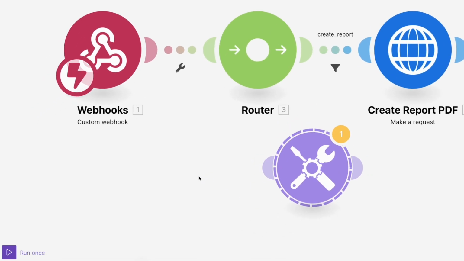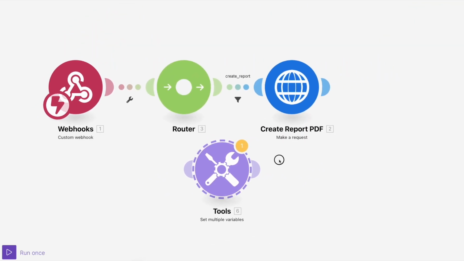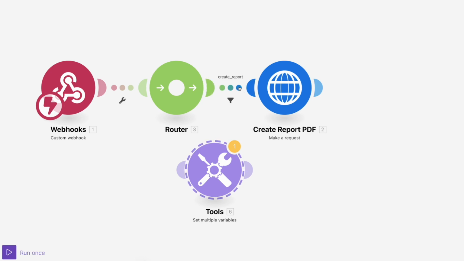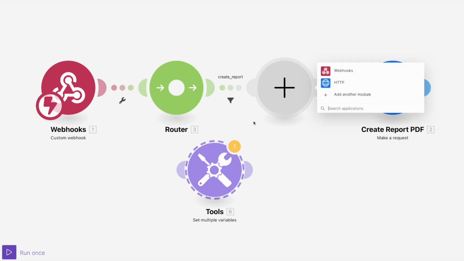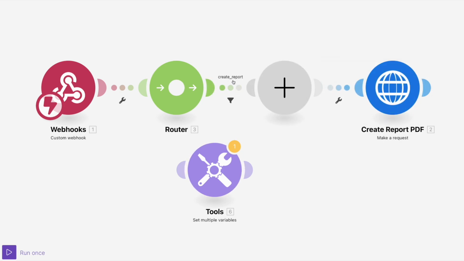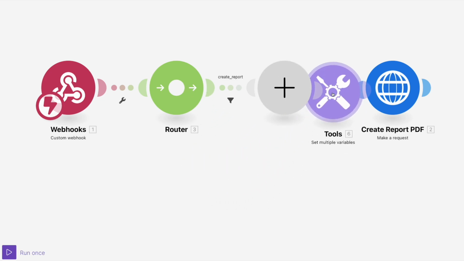Get my multiple variables module here. Now what I'm going to do, before I insert it into this branch, I'm going to right click, add a module. Now you can see that the filter has stayed attached to the router, and it's on the right of this new module here. And I just drag that in there.